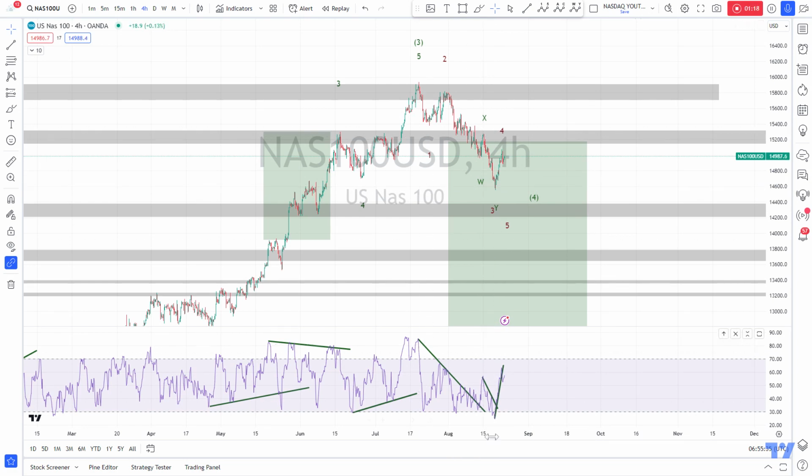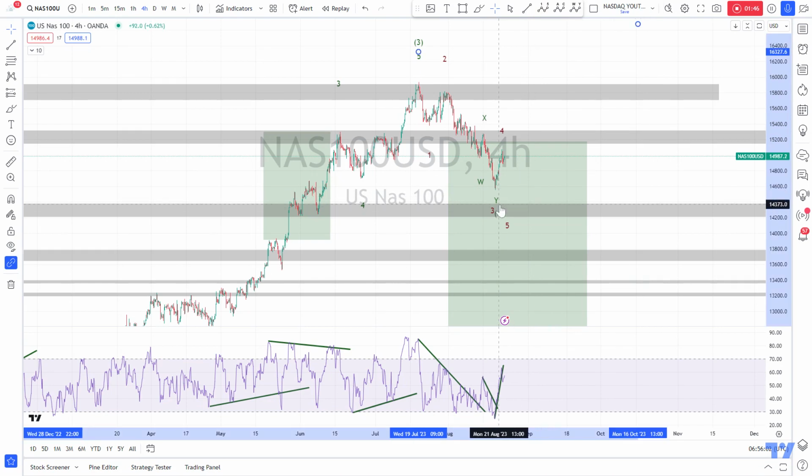It just looks better this as a cycle, this as a cycle, and then your WXY comes here. WXY, ABC. So this looks a better count for me now. So I believe in the primary scenario we have finished here wave Y, which would mean that the overall correction can be finished here.